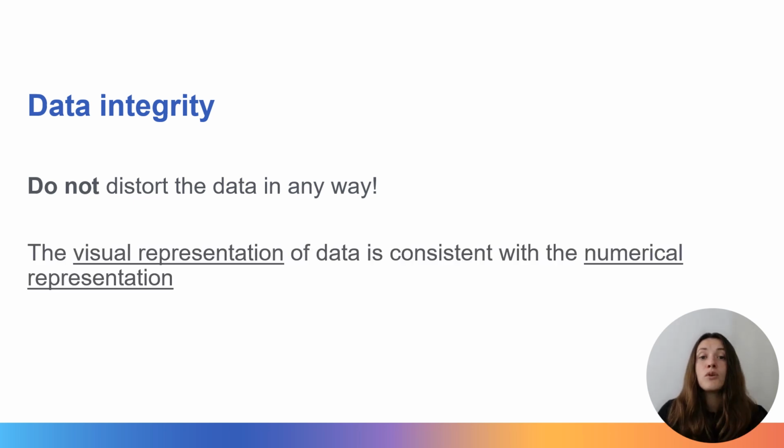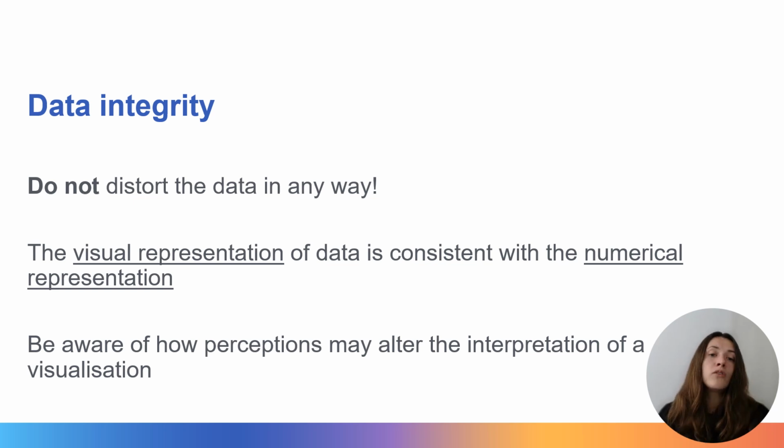To achieve this, we must ensure that the visual representation of our data is consistent with the numeric representation of it. One of the main obstacles to doing this is that people actually perceive things differently depending on their experiences and on the context of the visualization. It's our job to be mindful of where these interpretations can be interfered with due to perceptions, and to account for this and make sure that we're making allowance for it in our visualizations.